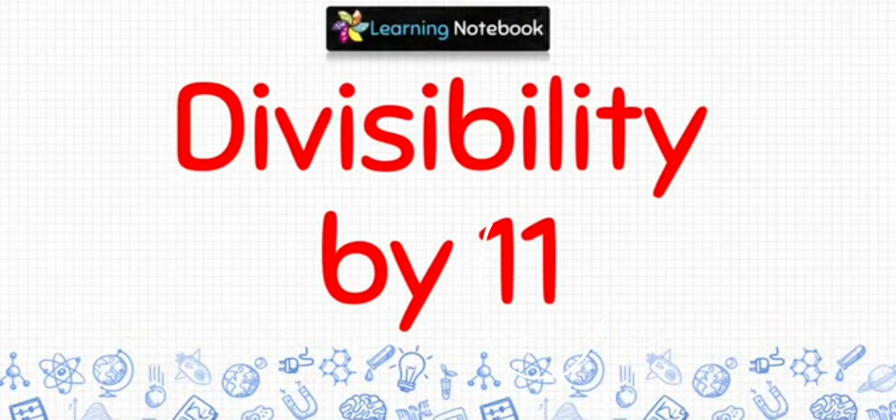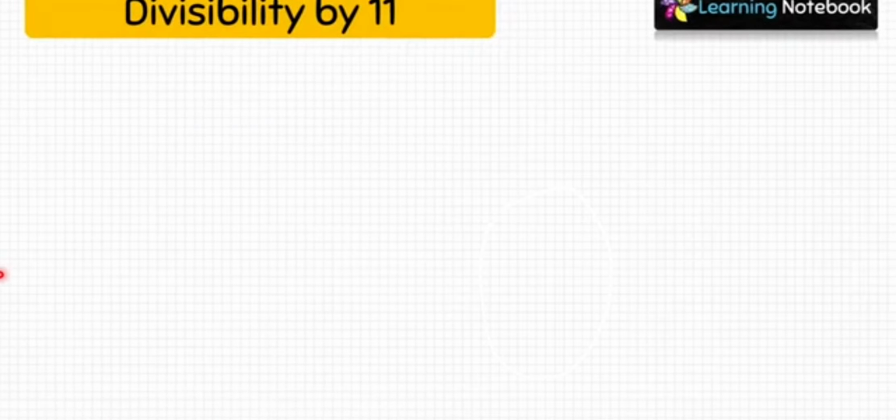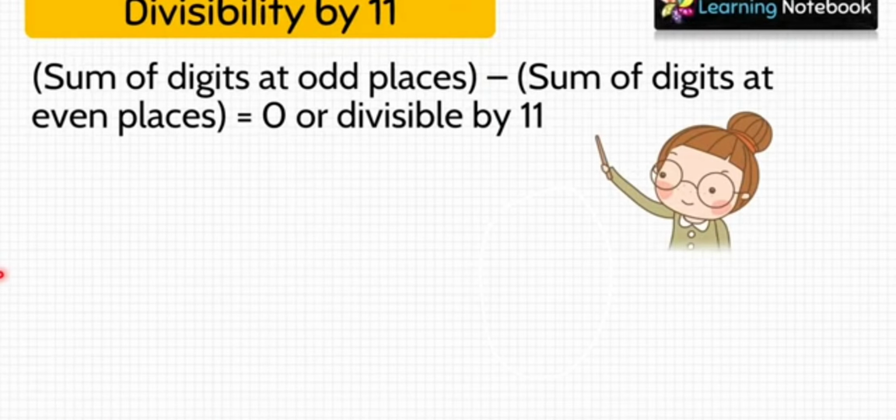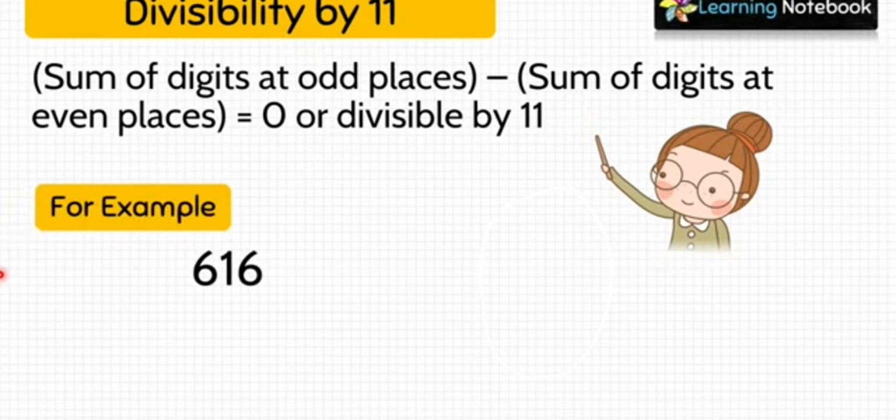Now the last divisibility rule is divisibility by 11. Here we need to check that the sum of digits at odd places minus the sum of digits at even places should be equal to 0 or divisible by 11. Let's take a few examples.